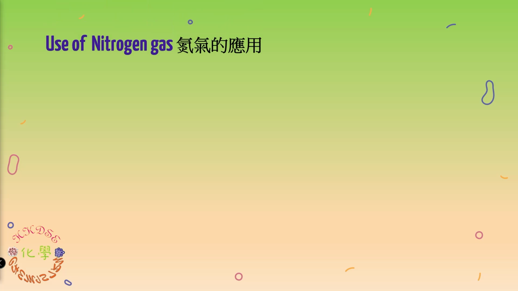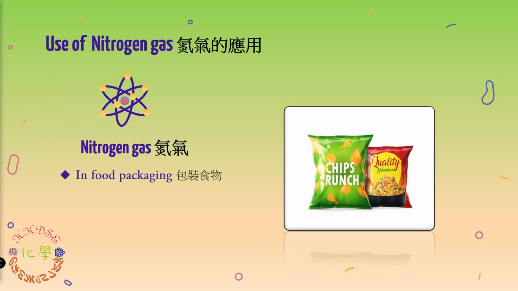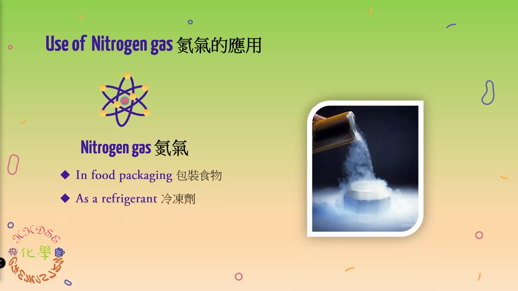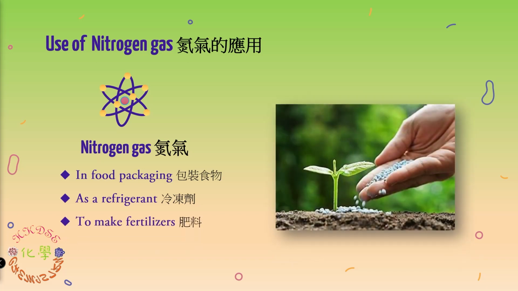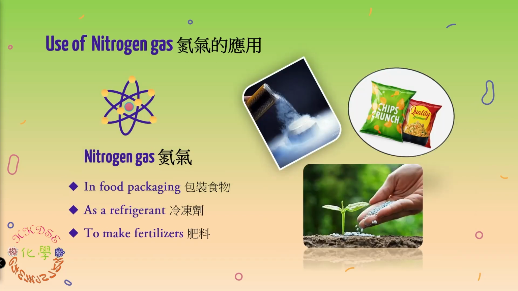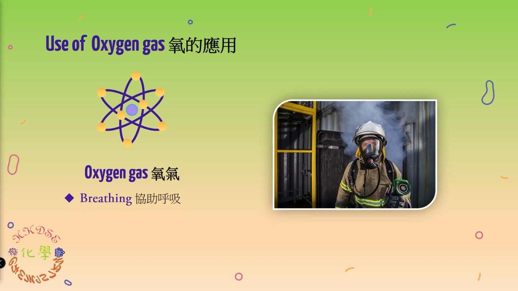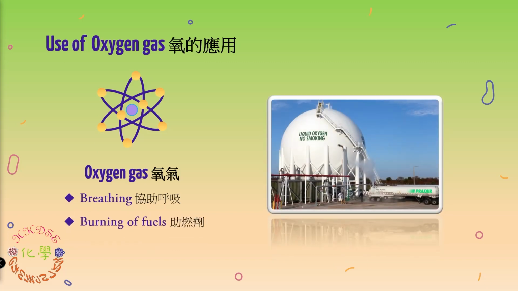Use of gas. Nitrogen can be used in food packaging. Can also be used as a refrigerant and raw materials for fertilizer. Oxygen can assist the patient with breathing, or be a fuel for a rocket.